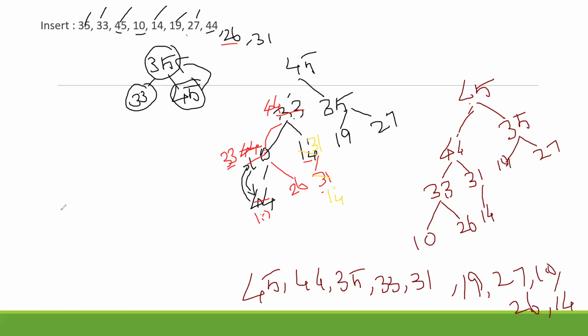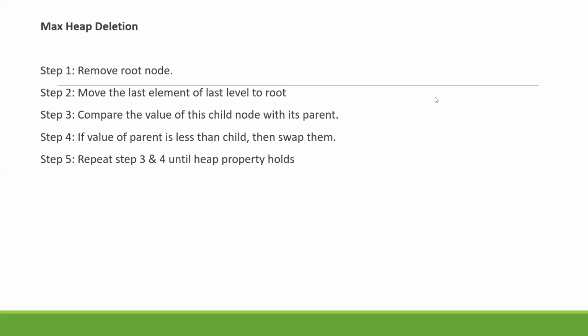So next one we are going to see the delete, how we can do deletion. Next we can move on to the next slide. You can see max heap deletion. So here first we have to remove the root node. I'm going to delete the root node. So move the last element of the last level to the root. Compare the value of this child node with its parent. Next, step 4: if the value of the parent is less than the child, we have to swap them. The same format which you have done in the insert concept. Next, repeat steps 3 and 4 until the heap property holds.